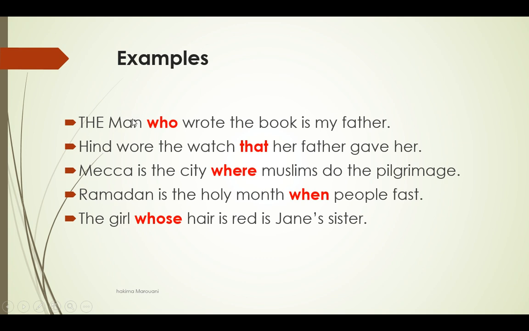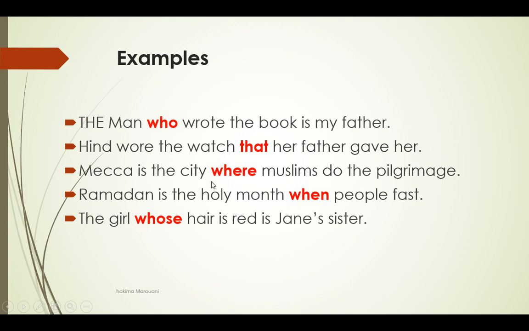Here, the man who wrote the book is my father. So here we defined the man by what? By explaining who is this man. He is the man who wrote the book. Is my father. Hind wore the watch. Which watch? That her father gave her. So here that explains the watch.